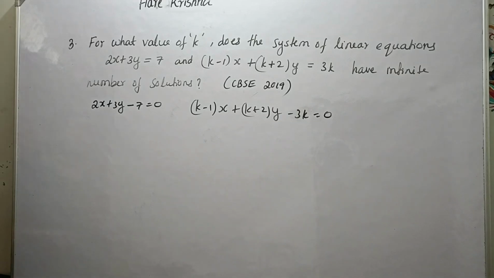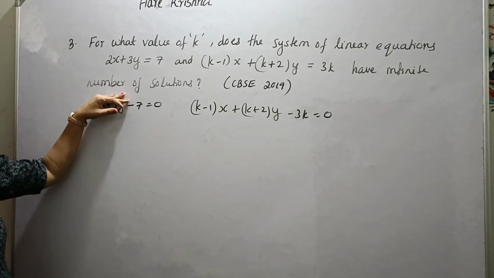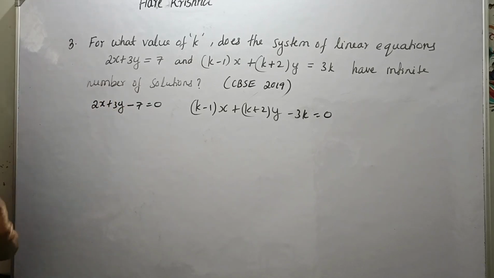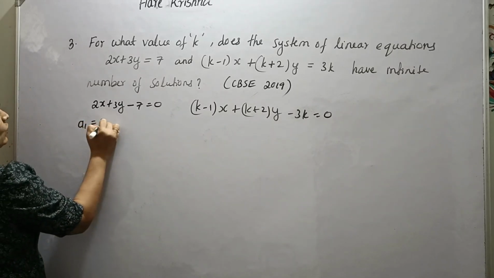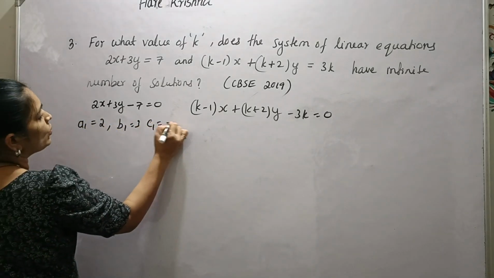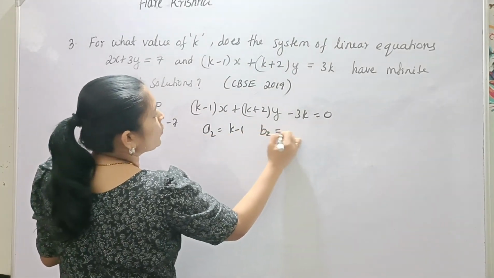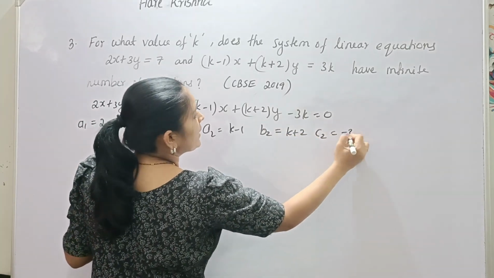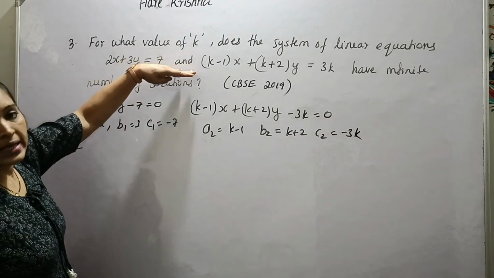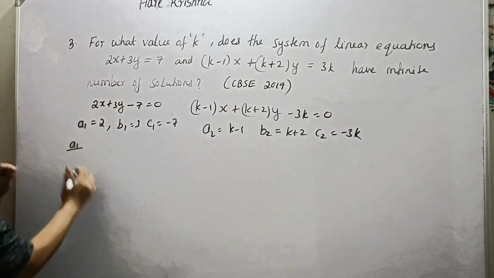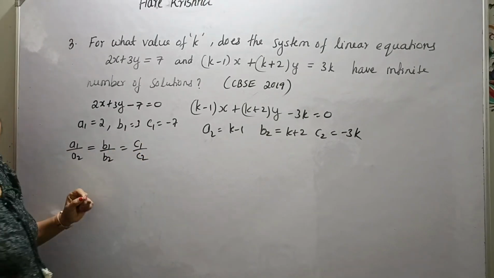Now we know that if the equations have an infinite number of solutions, then a1 by a2 is equal to b1 by b2 is equal to c1 by c2, right? First of all, let's write a1, b1, c1. a1 is equal to 2, b1 is equal to 3, c1 is equal to minus 7. a2 is equal to k minus 1, b2 is equal to k plus 2, c2 is equal to minus 3k. Since these equations have infinite solutions, a1 by a2 is equal to b1 by b2 is equal to c1 divided by c2.